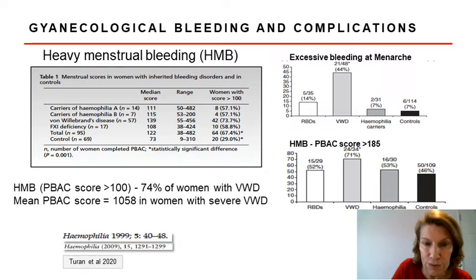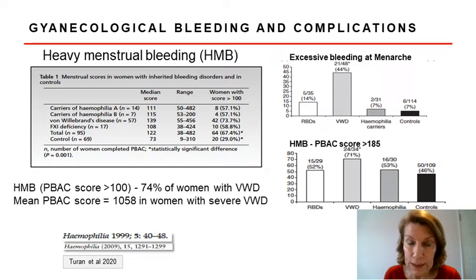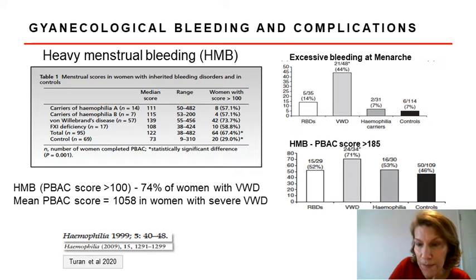All these studies have shown that about 3/4 of women with von Willebrand disease have a high menstrual score, the normal being 100. In the study here in our center, the mean menstrual score was over 1,000 in women with severe von Willebrand disease before we treated them. And of course, that has a big impact because it happens every month and it starts from menarche and goes beyond menopause.